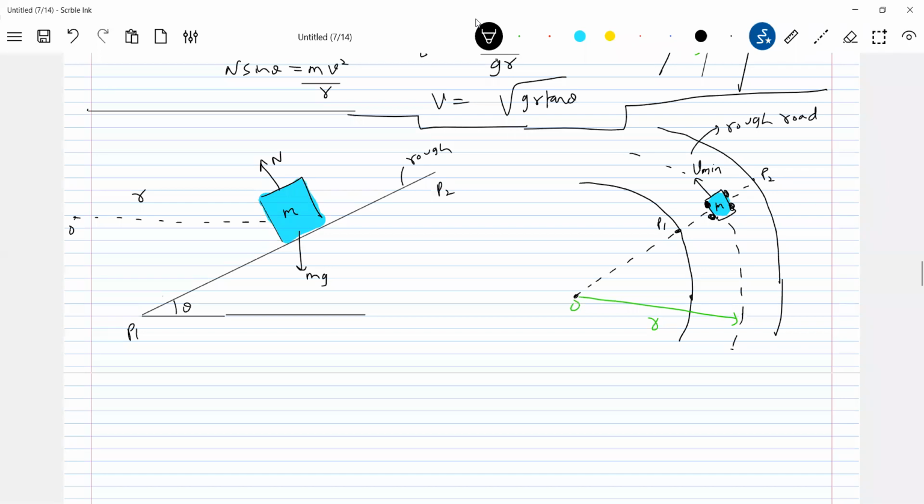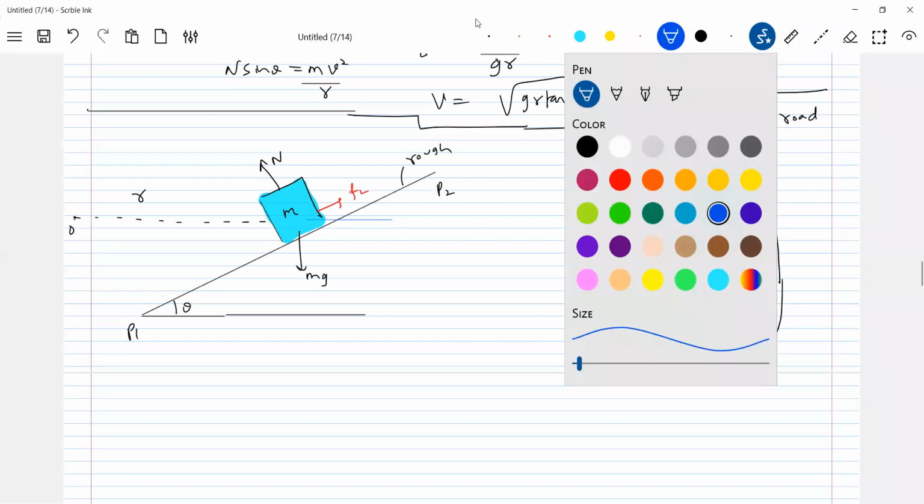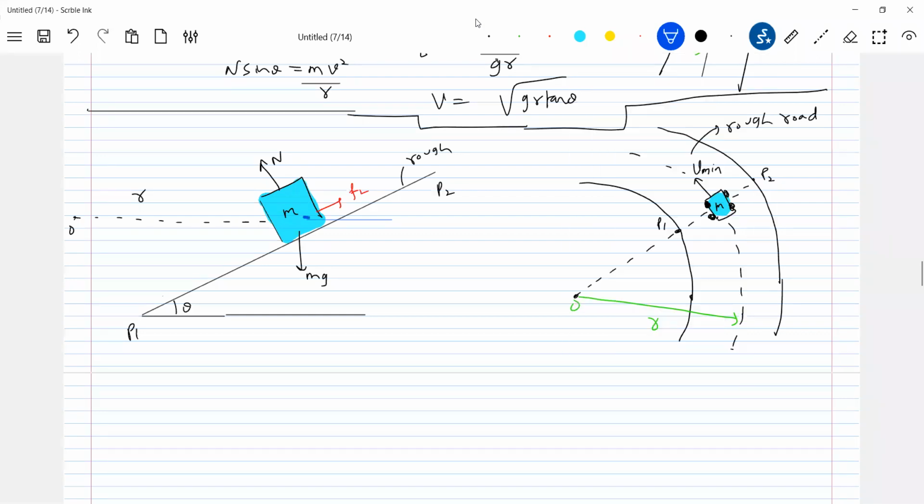Then the friction will act in this direction. Then what about the pseudo force? How should the pseudo force act, the centrifugal force? It is m v minimum square by R.